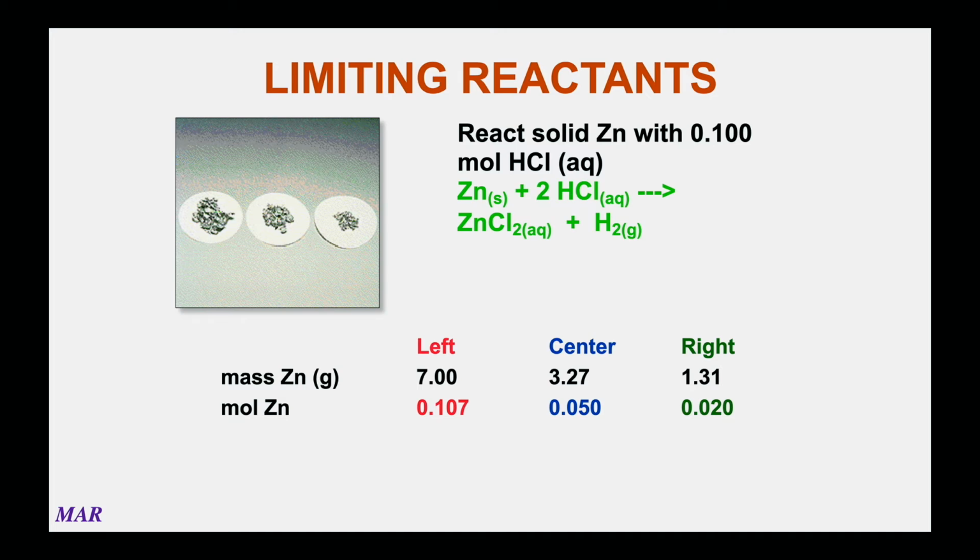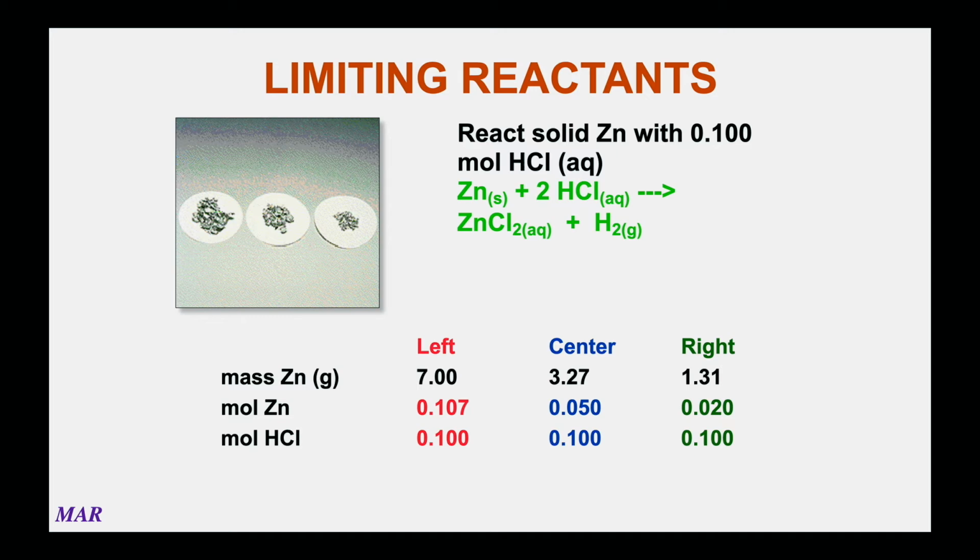Zinc is about 65 grams per mole on the periodic table, so 7 divided by the molar mass of zinc gives 0.107 moles. Notice in the center, that comes out to be 0.050, and on the right, 0.020 was how many moles of zinc we had. Now, the reason the middle part was balanced is that all of them had 0.100 moles of HCl. And again, with 2 HCl per 1 zinc, you can see that the moles of HCl are twice as big as the zinc in the middle.